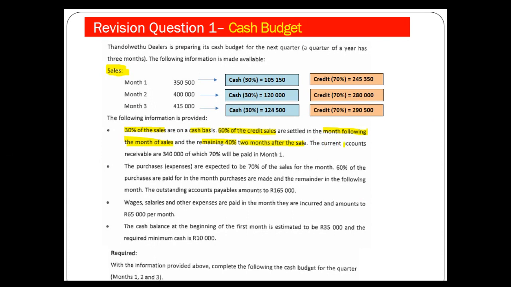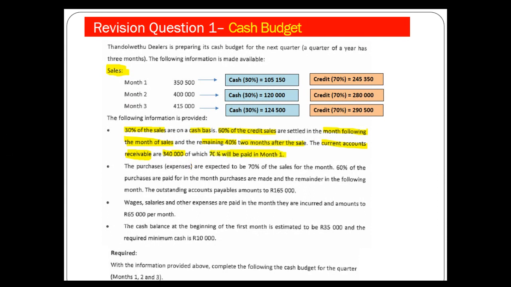They also say the current accounts receivable. Accounts receivable are the same as debtors control. Remember, debtors are those people to whom we sold goods on credit. So this represents debtors. They say the accounts receivable are 340. This means that before month 1, we had people who owe us 340, of which 70% will be paid in what?